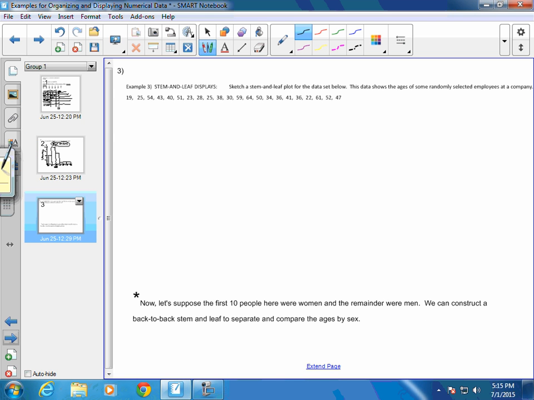Alright, third example here, let's see, it wants a stem and leaf display. So sketch a stem and leaf plot for the data set below. The data set shows the ages of some randomly selected employees at a company. Okay, so let's get the title in here.